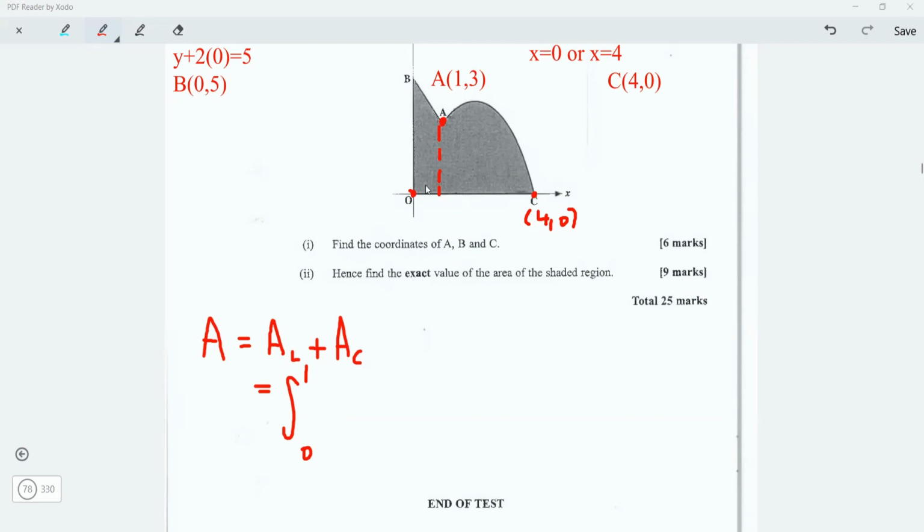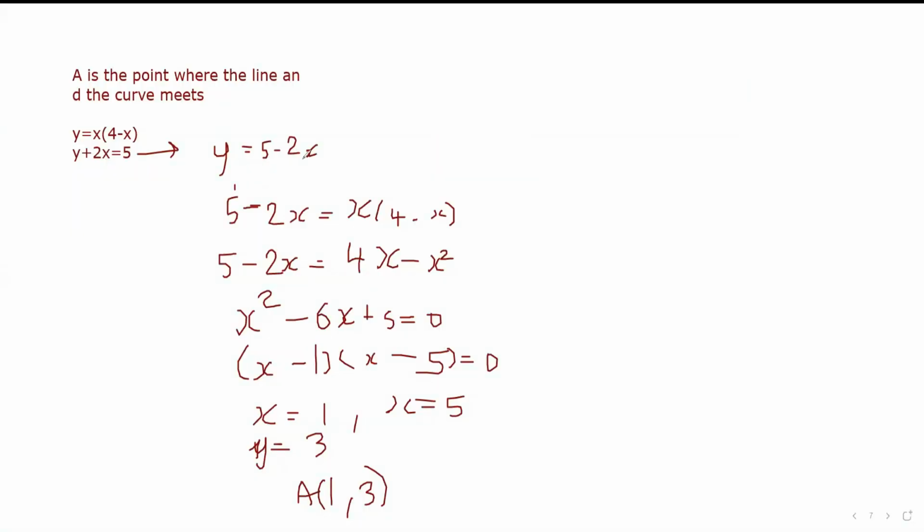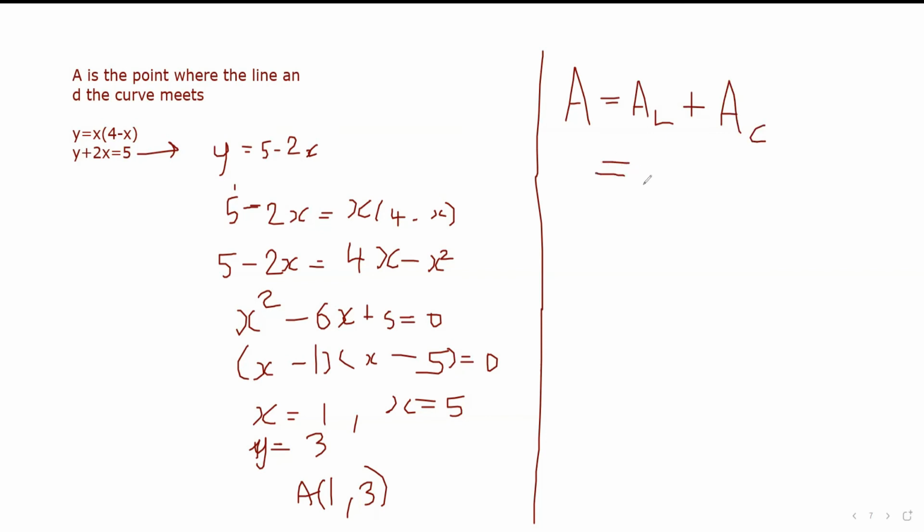What was the equation of the line? Let me look at the whiteboard. 5 minus 2x. So let me just finish it off here. The final area A is equal to area under the line plus area under the curve. The area under the line that we want, Marika, is the area under the x coordinates being considered, which is from 0 to 1 for the line, which is 5 minus 2x dx, plus the area under the curve, Marika.